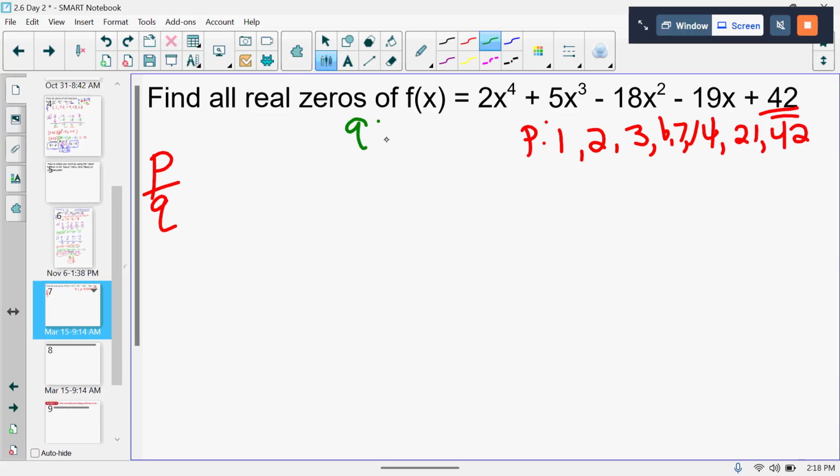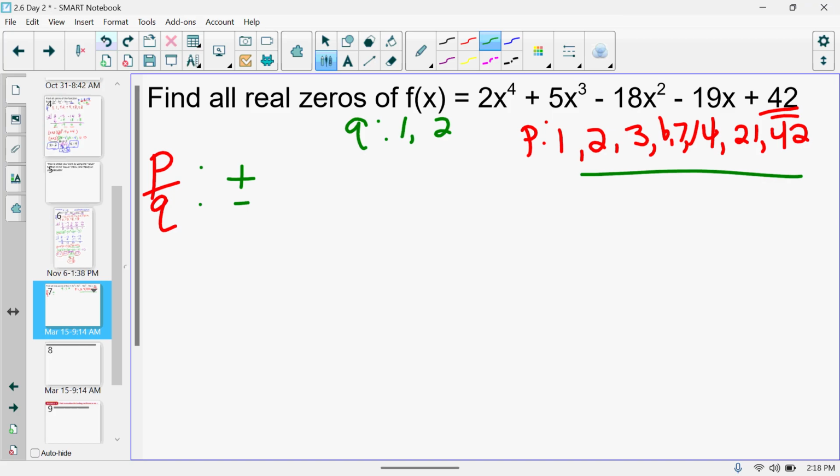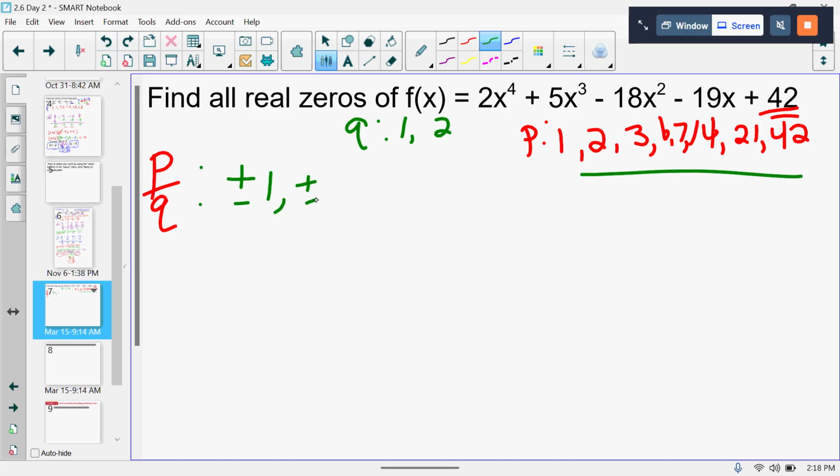Q could be 1 or 2, all right? So again, this is going to be a pretty big list, but first you're going to put all these things over 1. That's easy because anything divided by 1 is itself, so basically you just list all of these.